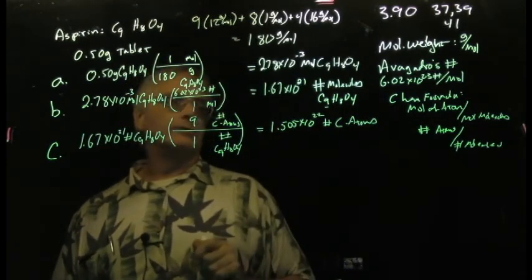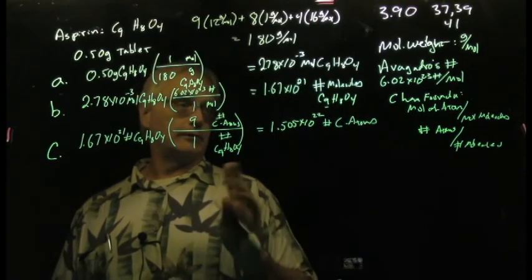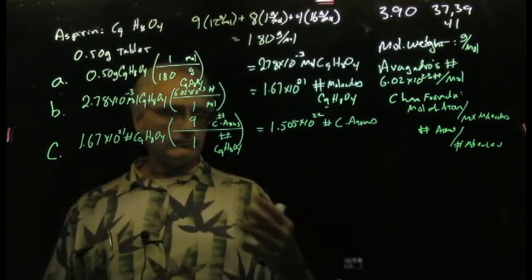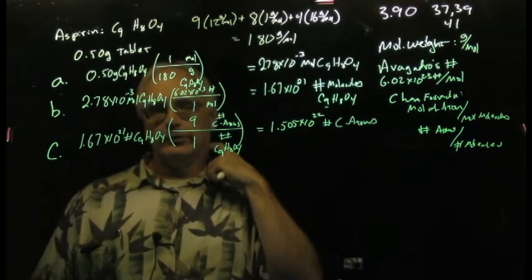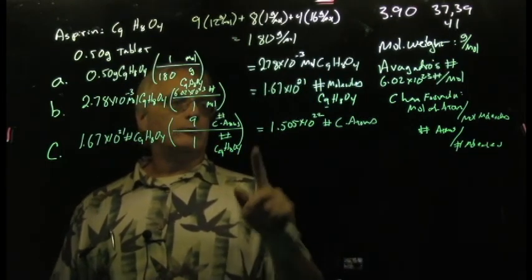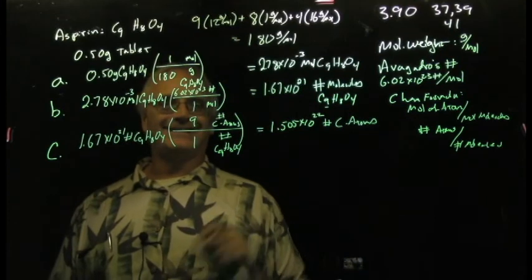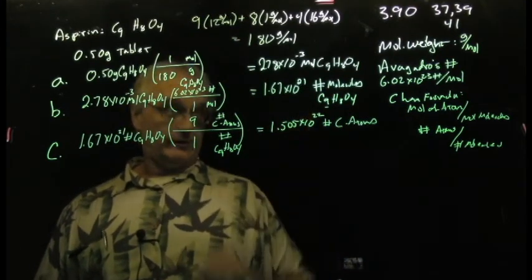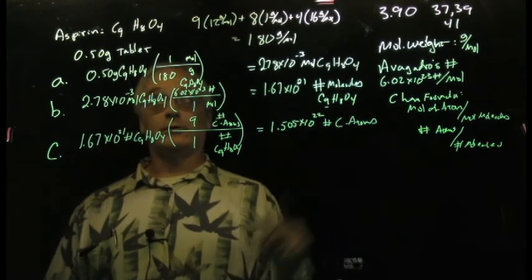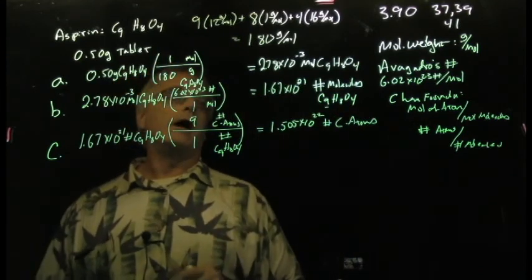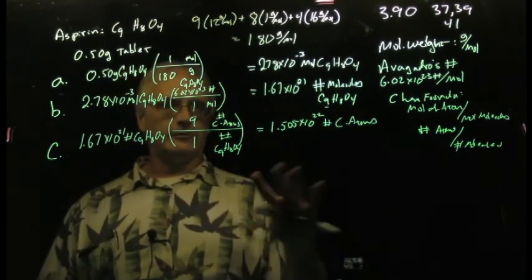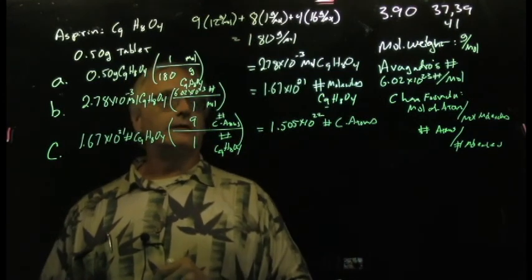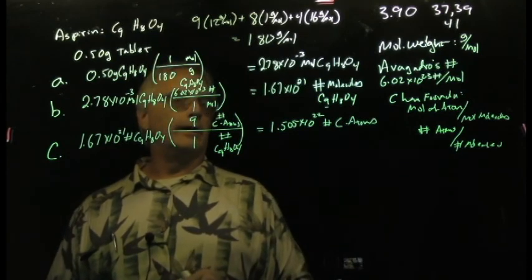A standard straightforward problem. You should be able to work this one quite readily, or any variation of it. For example, if we had told you you have 1.505 times 10 to the 22nd carbon atoms in a sample of aspirin, C9H8O4, how many grams of aspirin do you have? You can work these types of problems in both directions quite easily. They are just classic conversion factor problems like we've been studying for a while now.